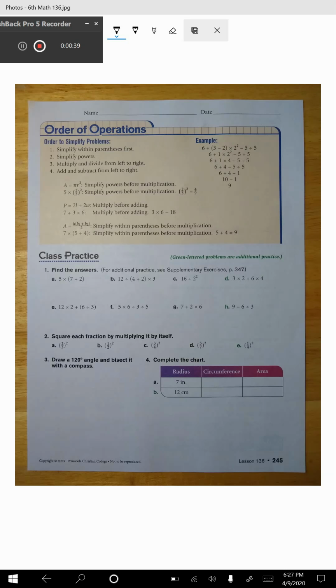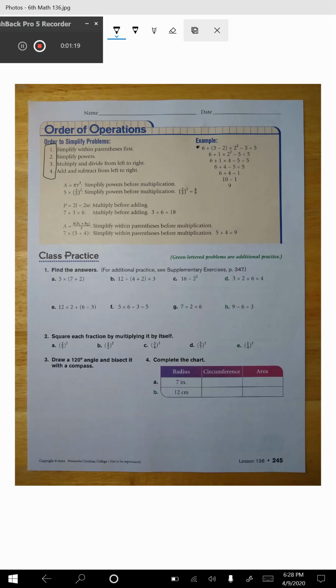So up top here, they give us some really important information on what we should do first in a problem. For example, look at this problem over here up in the box. You have 6 plus 3 minus 2 times 2 to the 2 power minus 5 divided by 5. So you don't just work across. Because we have exponents and parentheses, and things like multiplication and division that are more important, I guess you could say, that have to be done first over addition and subtraction, we have rules.